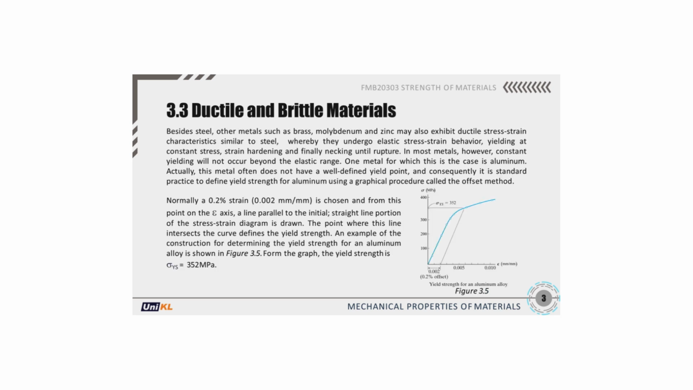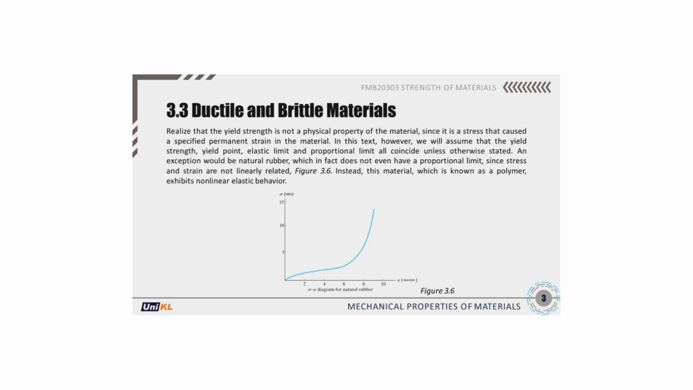Other metals and the 0.2% offset yield. Aluminum and many metals show similar ductile patterns, but constant yielding isn't universal. Aluminum often lacks a clear yield point, so we define yield strength via a 0.2% offset method. Draw a line parallel to the elastic slope at epsilon equals 0.002. The intersection with the curve is sigma_YS. Example: sigma_YS approximately equals 352 megapascals, Fig. 3.5.